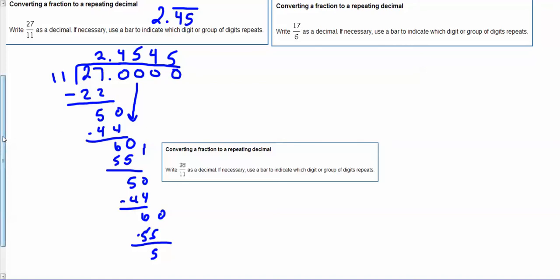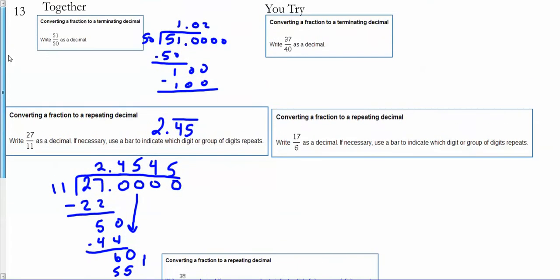Okay. So I want you to give the video a pause. I want you to try. Remember, this one's terminating, so it stops. And then these 2 repeat. Okay, so try these 3, and let's see what you get.